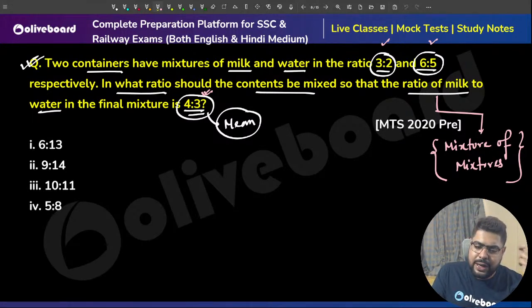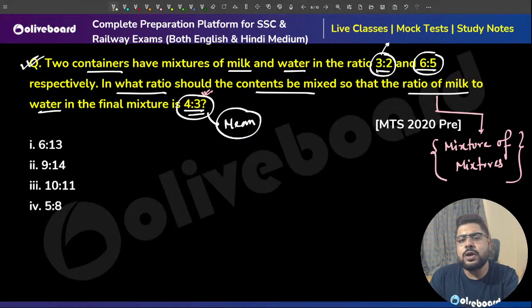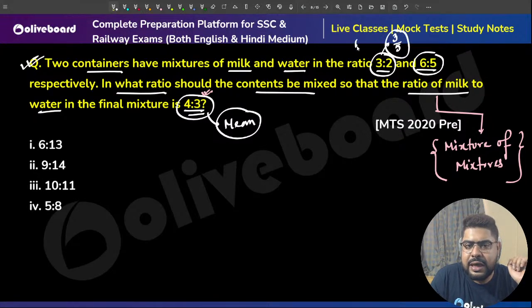So you can do with both, you will get the same answer. Let us do with milk only. Sir, how much is the milk here? 3 parts out of 3 plus 2, 5 parts. You see, the ratio of milk to water is 3, meaning 3 parts out of a total of 3 plus 2, 5. So 3/5 is the milk.